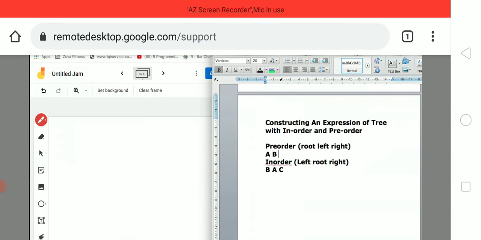A, B, D, H, I, E, C, F, G, J. So this is the pre-order expression. Now I would like to give the in-order expression.